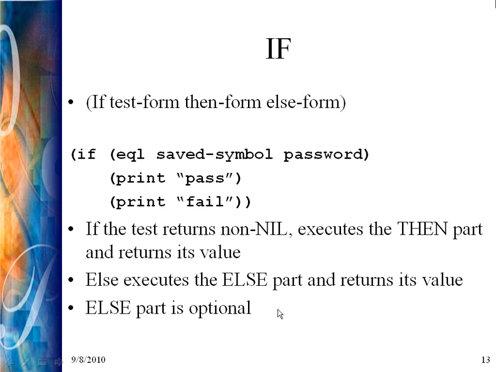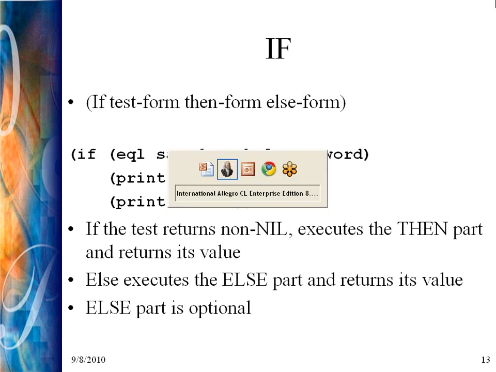Now there's one fact which is quite important. Only the form, the then form or the else form, whichever one is reached, is evaluated, but the other one is not evaluated. And so it's guaranteed not to be evaluated. And let me just show you an example of that.